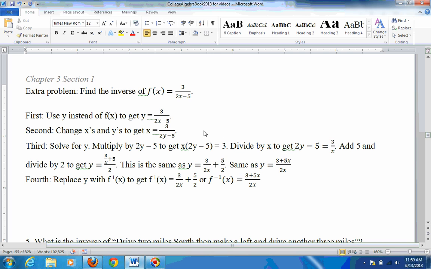One thing interesting to note is that the inverse function has a vertical asymptote at 0, and the original function has a horizontal asymptote at 0. The original function has a vertical asymptote at 5 halves, and this has a horizontal asymptote at 5 halves. So the horizontal and vertical asymptotes are flip-flopped on inverse functions.